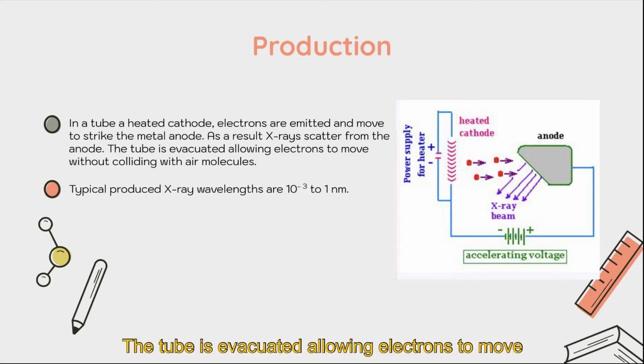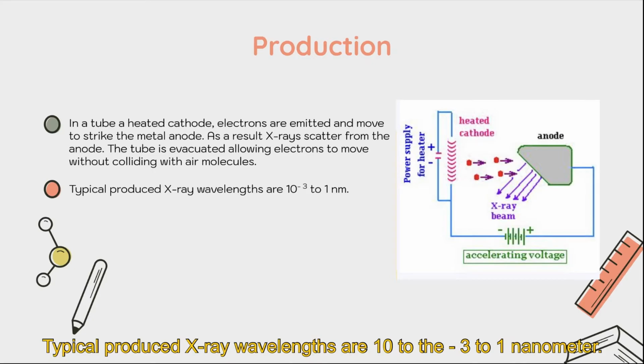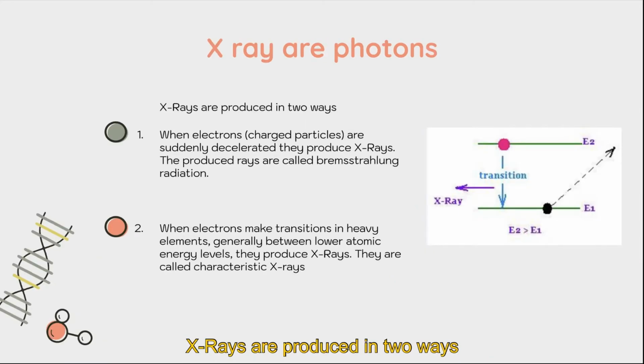The tube is evacuated, allowing electrons to move without colliding with air molecules. Typical produced X-ray wavelengths are 10 to the negative 3 to 1 nanometer. X-rays are produced in two ways.